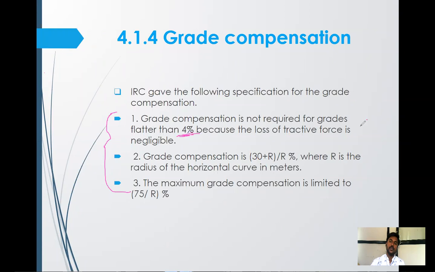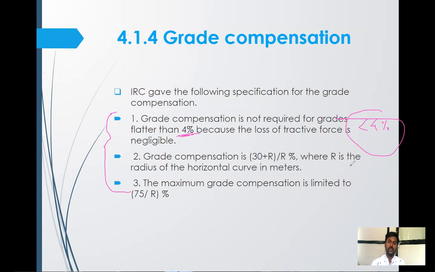If the gradient is less than 4%, it is not required to provide the grade compensation. If there is a gradient more than 4%, we have to provide the grade compensation when there is a gradient as well as a horizontal curve. Okay, in that situation, we have to provide the grade compensation.